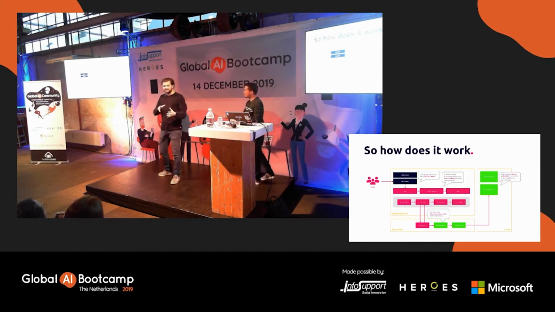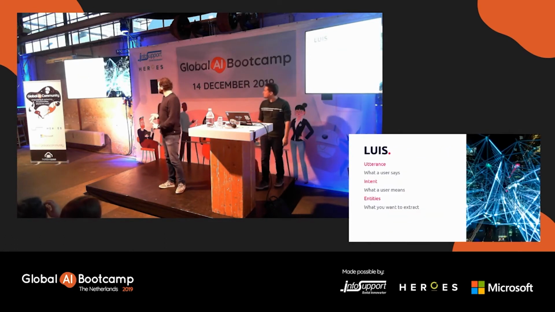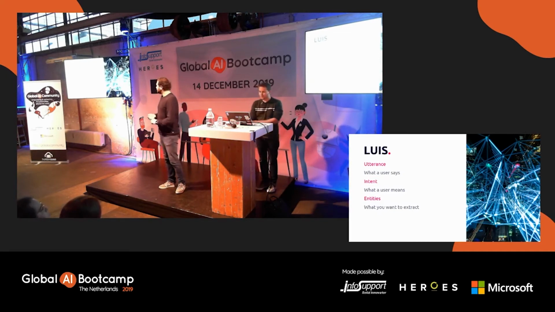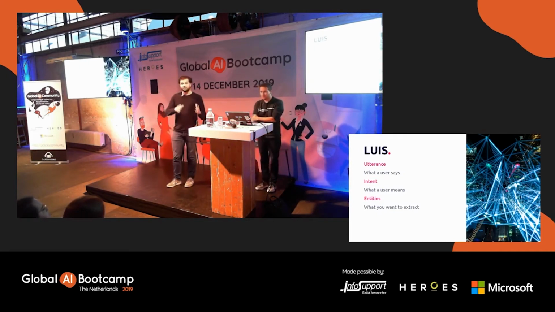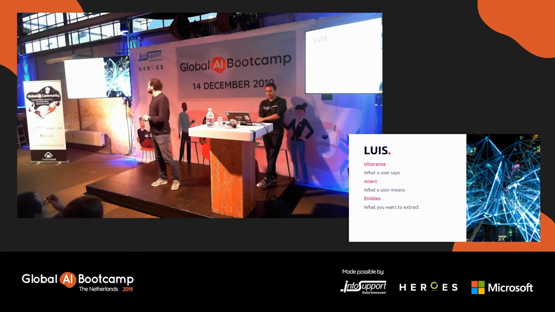LUIS mainly consists of three big parts. Those are intents, utterances, and entities. The utterance is what a user says. I mean, LUIS is a natural language processor. It's mainly used for chatbots. So what does a user say?